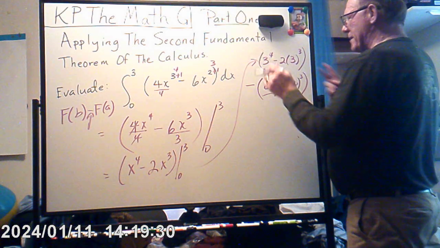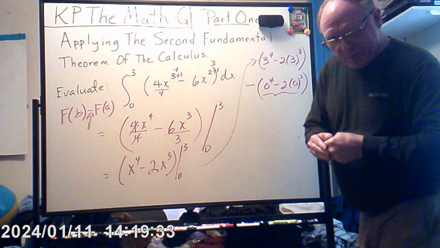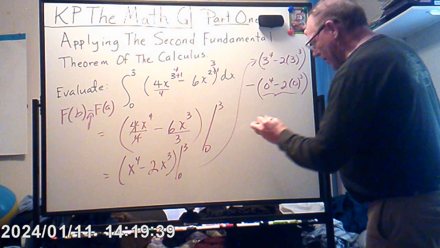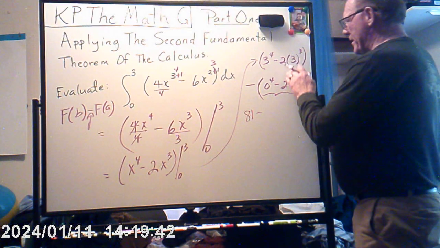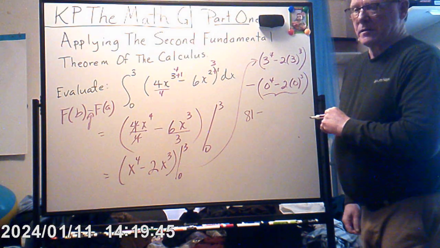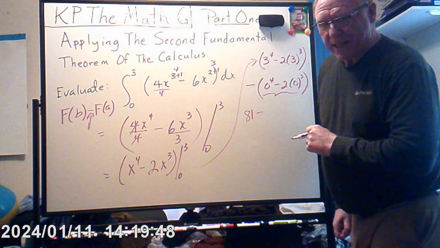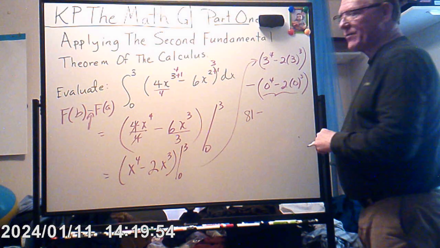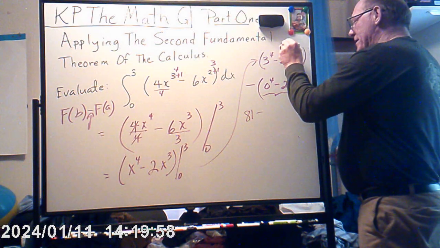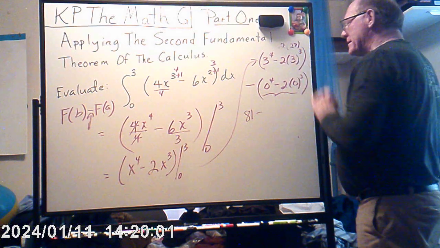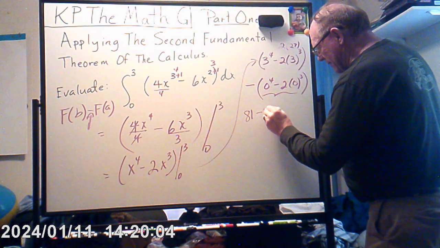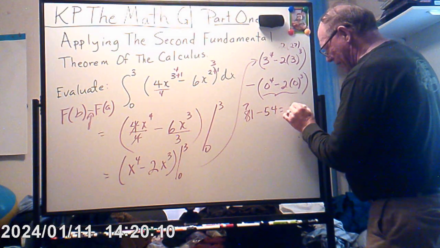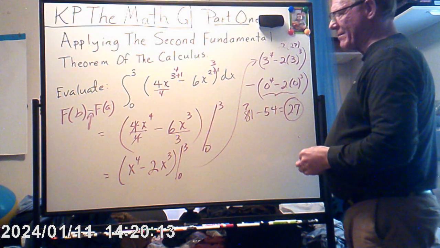3 to the 4th is 3 times 3 times 3 times 3, right? 3 times 3 is 9. 3 times 3 is 9. 9 times 9 is 81. And then remember, do not make an algebra 1 mistake, or even a pre-algebra mistake, by multiplying 2 times 3 first. 3 cubed is 27, and 2 times 27, that is 54. And when I subtract that, 81 minus 54 is 27.